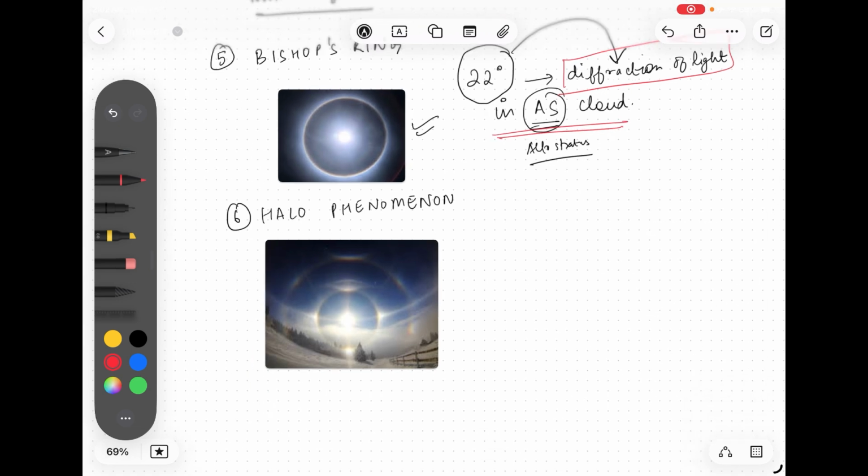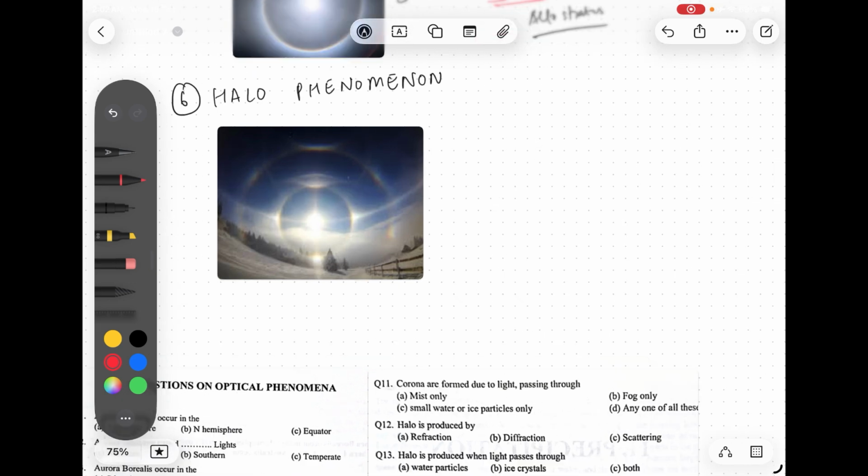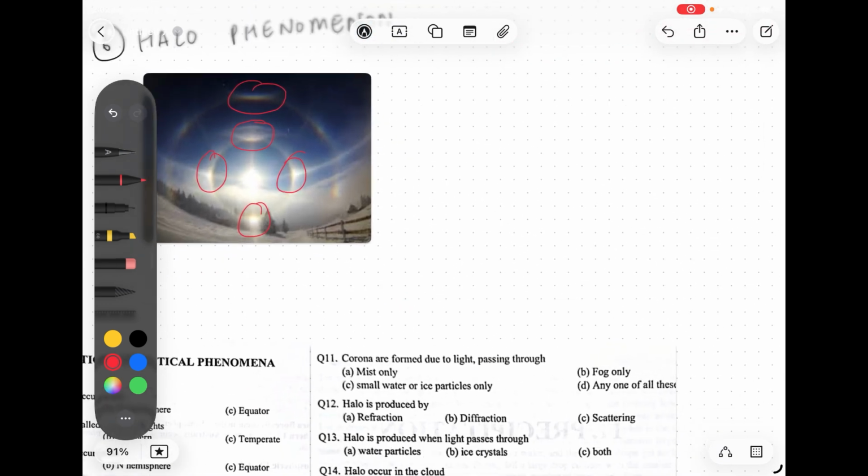Now next is your halo phenomena, which also looks very similar to the bishop's ring, but it's different. It has a reddish reflective color. The color here that is being reflected is a reddish color. Here it wasn't the same. So this is the major difference between the halo effect and the bishop's ring. Now in halo, what you need to remember is that there are two kinds of halo. There's a large halo that is formed and there is a smaller one. So this is again a question.